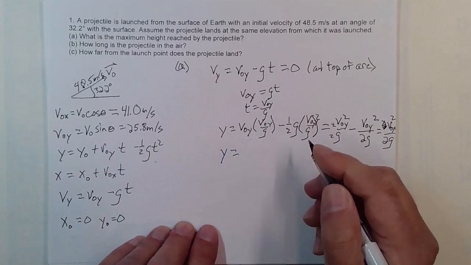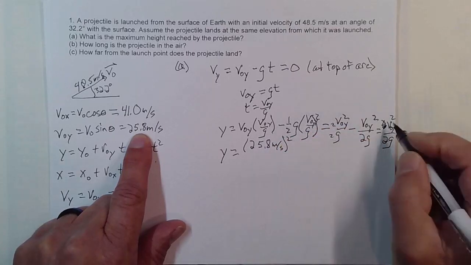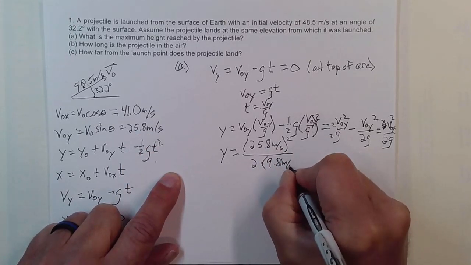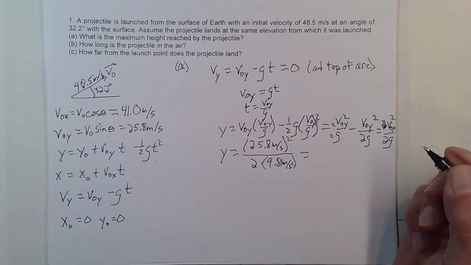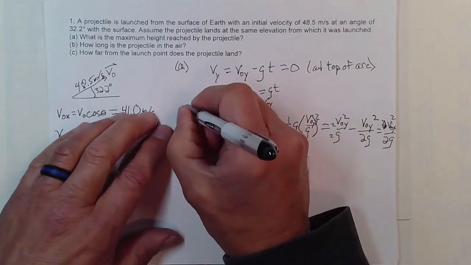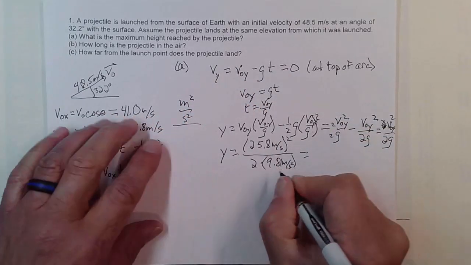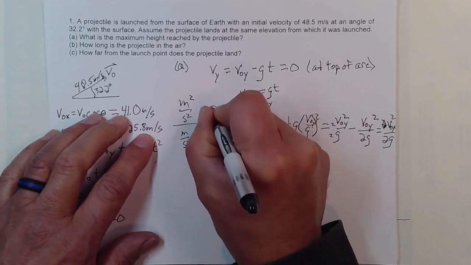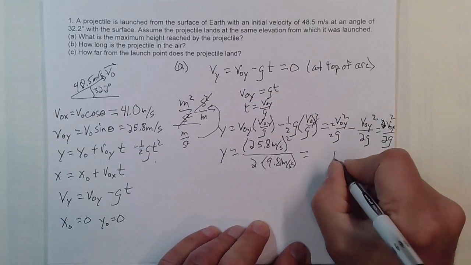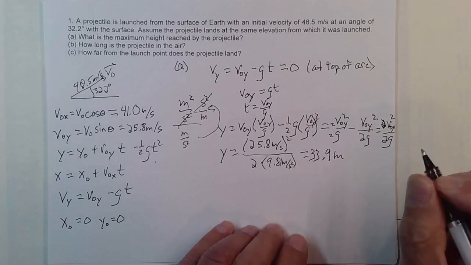Let's find out what it is. V naught y, 25.8 meters per second, squared, divided by 2 times 9.81 meters per second squared. And unit-wise, make a little side calculation. This isn't good form if you're actually solving a problem for turning in, but just check your units. On top you'll have meters squared per second squared. On the bottom you've got meters per second squared. When you invert this and multiply, you'll have seconds squared over meters. The seconds squared divide out. Meters squared over meters are just meters. Good. That's what we'd expect a length or height to be measured in. I get 33.9. So that's a pretty good height for that thing.